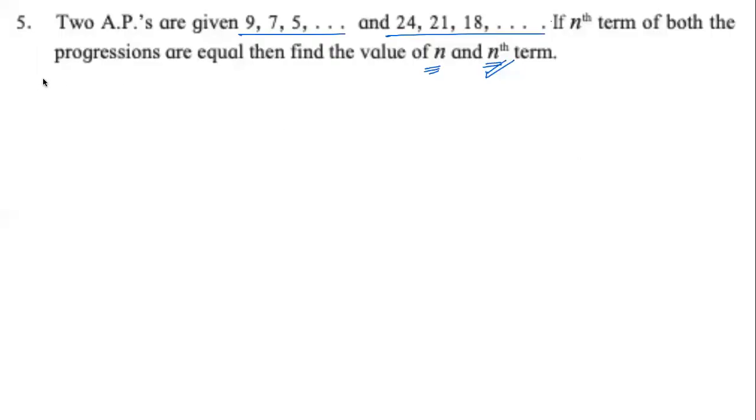The first AP is 9, 7, 5, ... You quickly tell me what is the A and what is the D for this AP. We will call it AP1. Let me write it clearly. AP1. In AP1, we have 9, 7, 5, ... You tell me what is A and what is D.